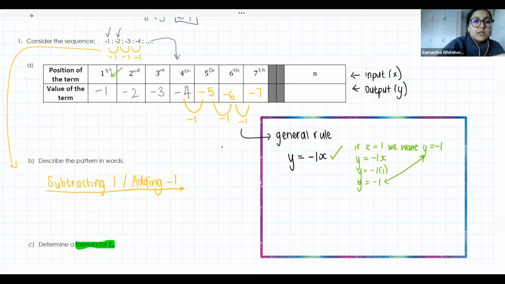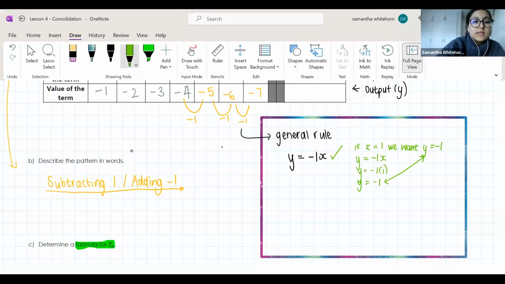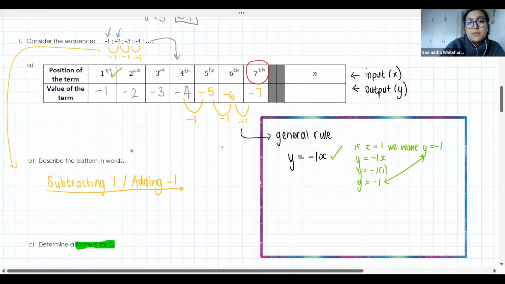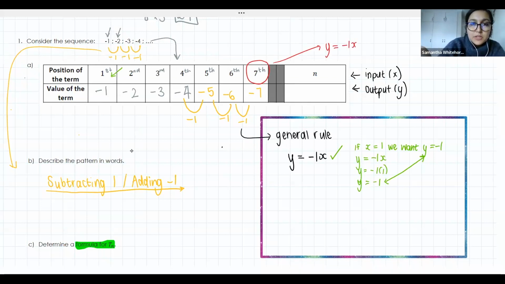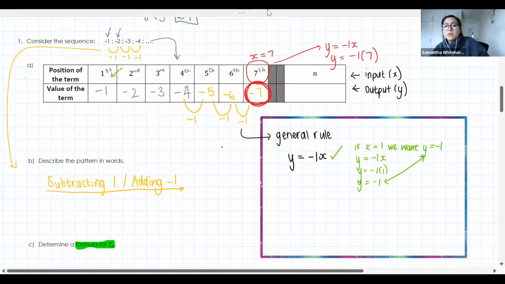So for example, if I go back to my table and let's say I didn't know what the 7th term was, I could now take my rule, Y equals -1X, and I could substitute in X equals 7 because the 7 represents X. So Y is equal to -1 times 7. And -1 times 7 is -7. So we're able to get any output we want by using our rule.